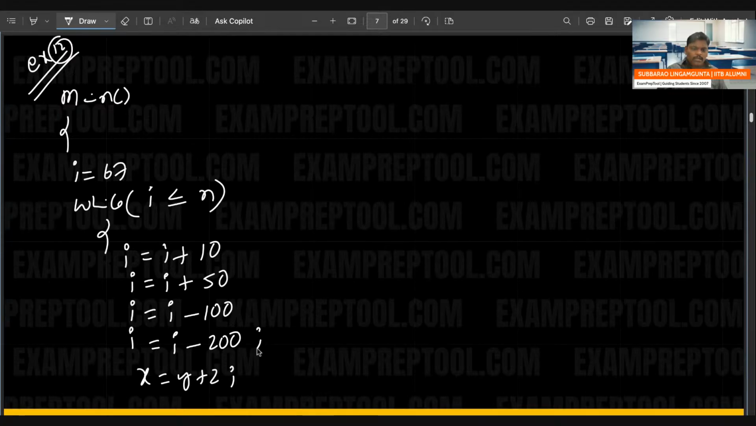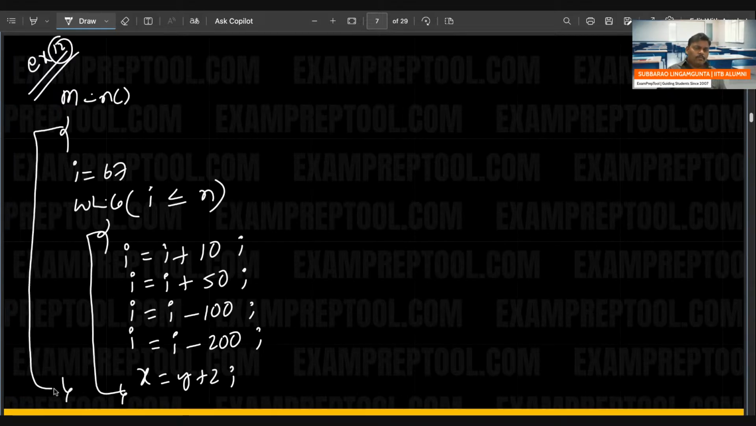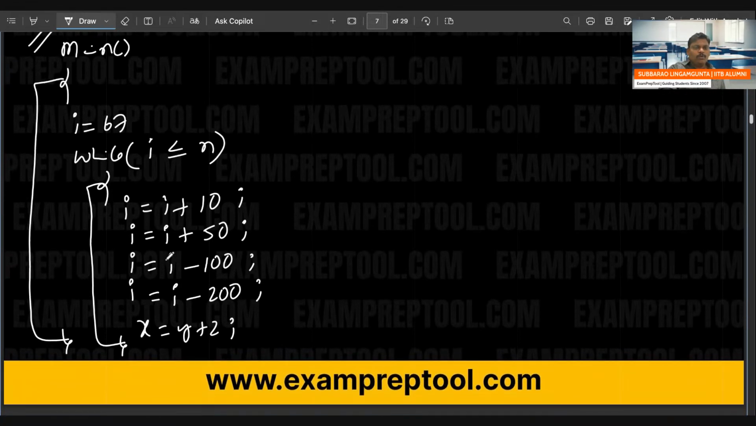One small trick I played. Let's see how many people will give the answer. End of the while loop, end of the main program. Can you give the answer for this problem? What is the time complexity? Check, everyone.